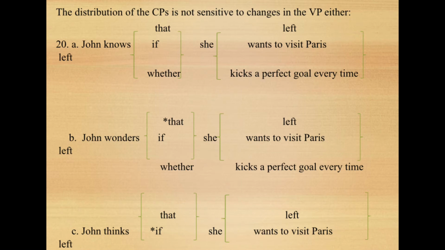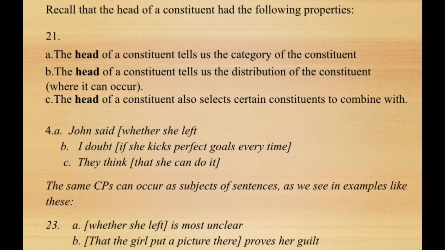John wonders whether she kicks a perfect goal every time. John thinks that she left. John thinks if she wants to visit Paris. John thinks whether she kicks a perfect goal every time. The relation that we have identified between C and CP is the second property. This is why we call the phrase a CP.